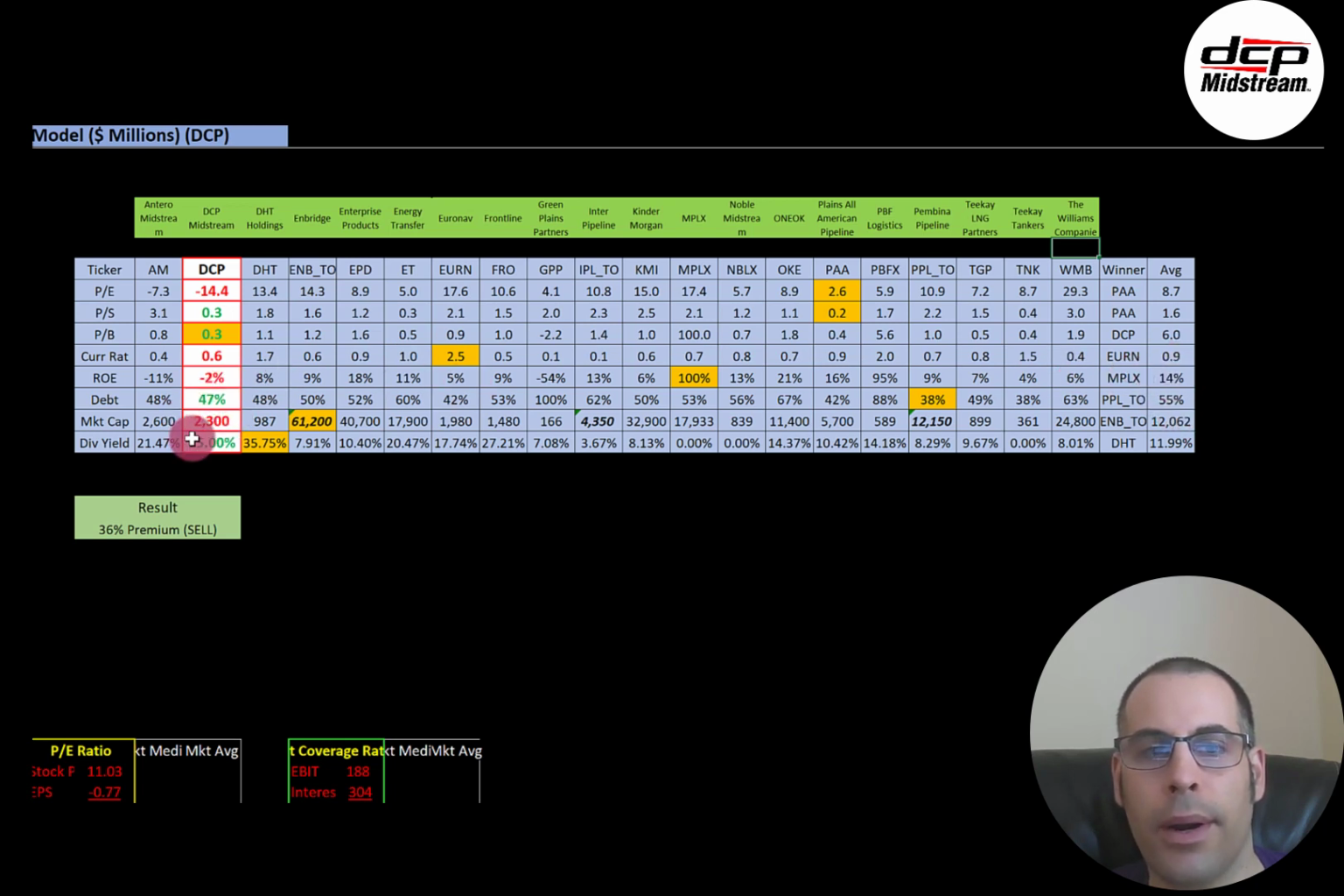They're a bit lower in market cap at 2.3 billion, average is 12 billion. The biggest company is Enbridge. When I convert them to US dollars, that's 61 billion market cap. DCP has a 15% dividend yield, so they do pay a high dividend in an industry that pays really high dividends. The average is 12%. So to summarize, I have them trading at a 36% premium. Their ratios look pretty bad, and their financials are decent.